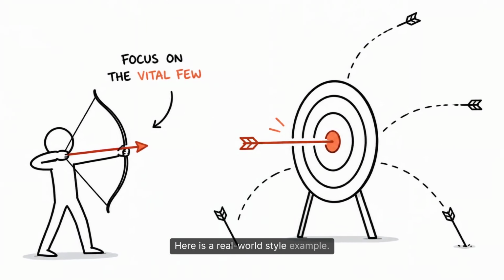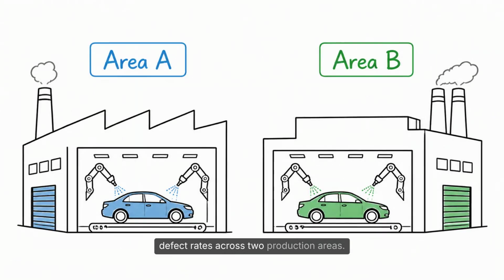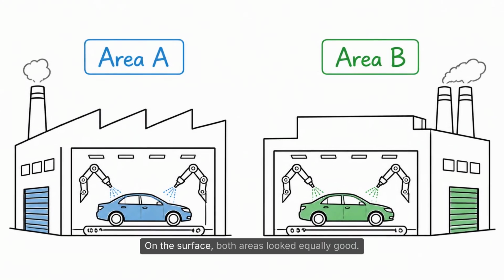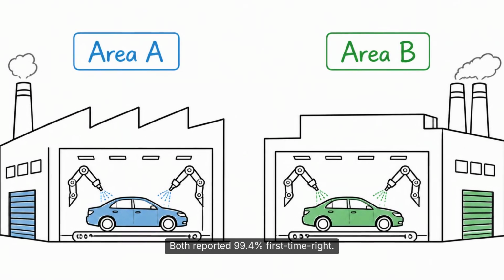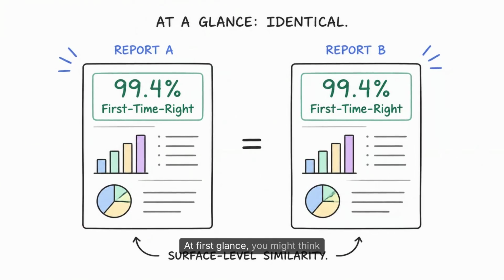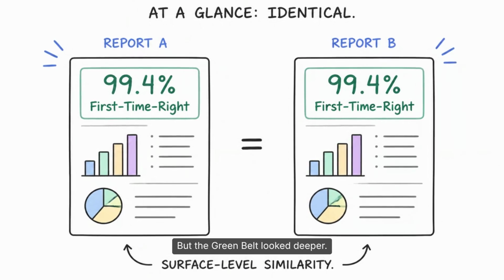Here is a real-world style example. A manufacturing site was comparing paint defect rates across two production areas. On the surface, both areas looked equally good. Both reported 99.4% first-time right. At first glance, you might think there is no real difference. But the Greenbelt looked deeper.